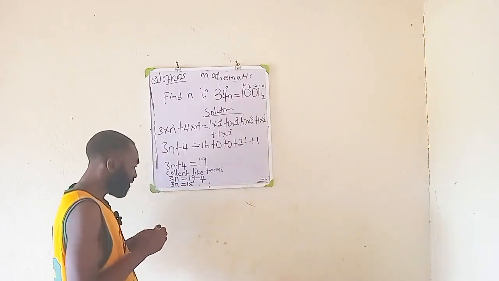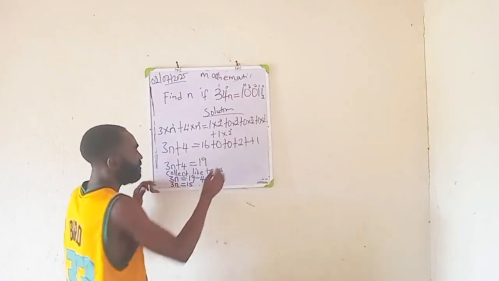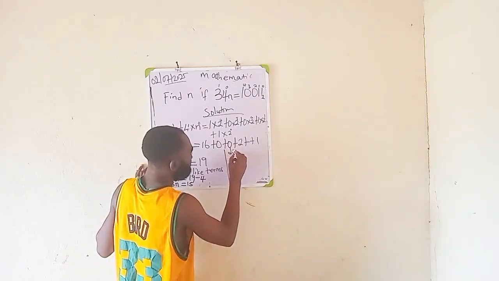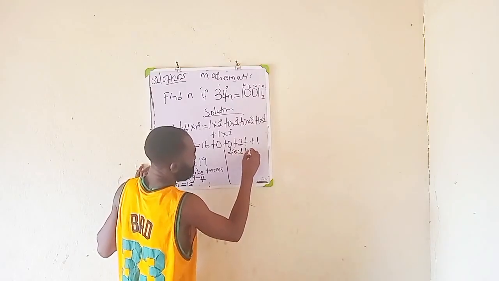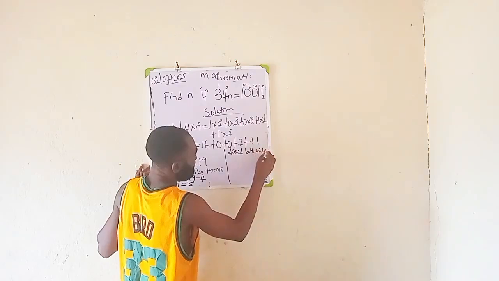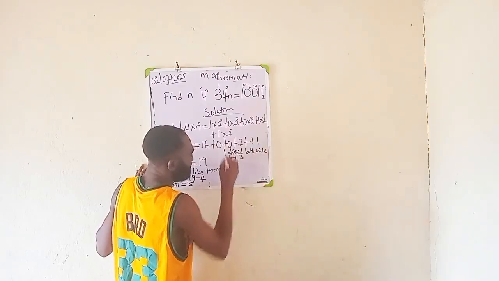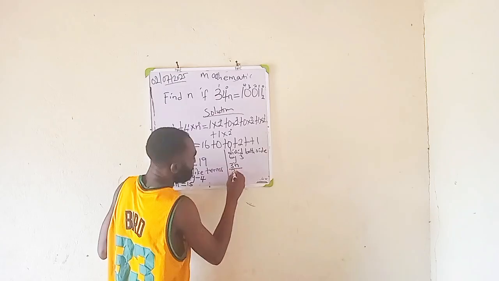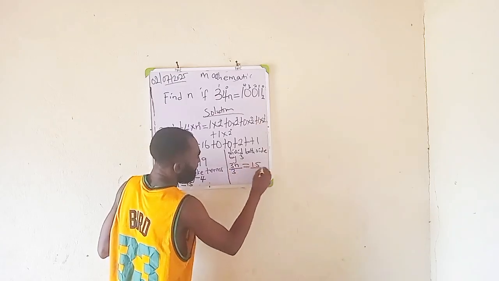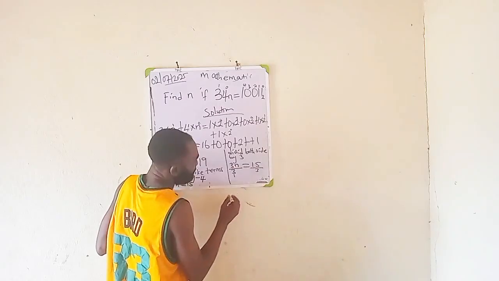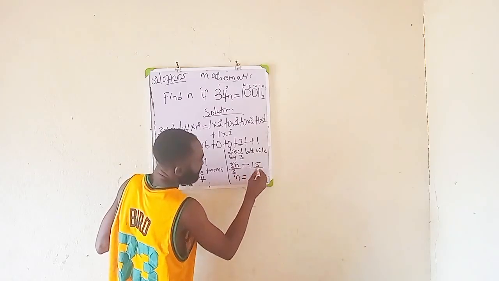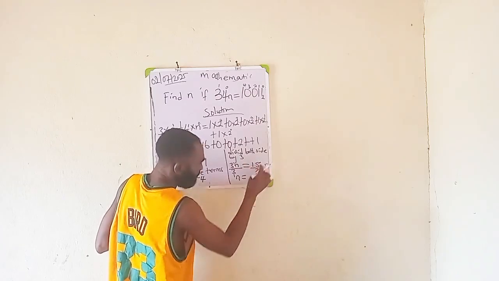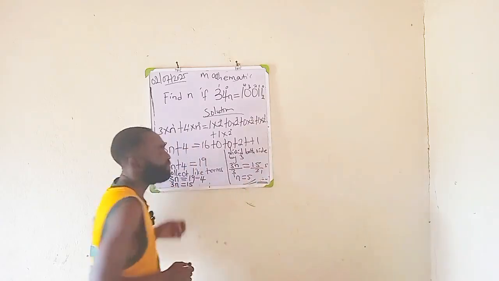But we are not looking for 3n, we are looking for n. So since we are looking for n, we now divide both sides by 3 to have n. So 3n divided by 3 is equal to 15 divided by 3. 3 takes care of 3. n is equal to, 3 into 15, 5 times. So n is equal to 5. So that is just the answer.